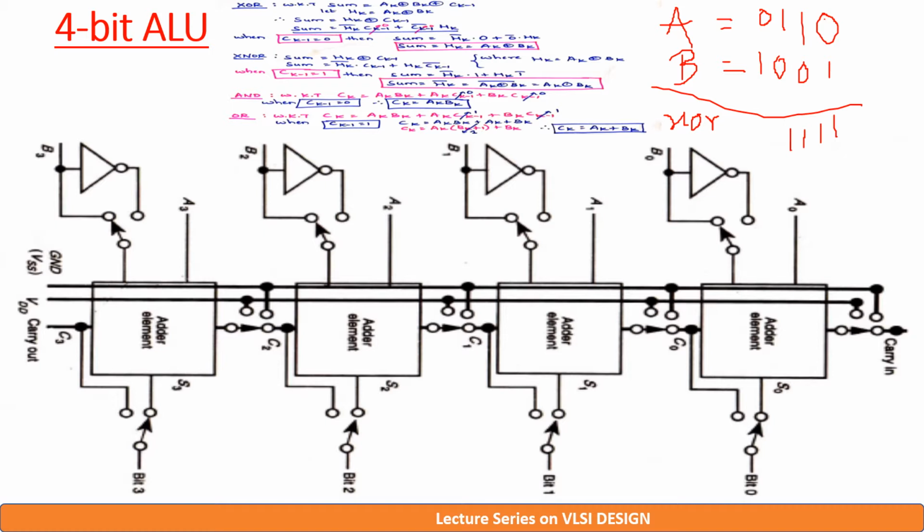So let us analyze this now. A0 is 0, whereas this is A3 MSB, B0 and this is B3. So A0 is 0, A1 is 1, A2 is 1, A3 is 0, B0 is 1, B1 0, B2 0, B3 1. To perform XOR, carry input will be set to 0. So there is a switch for carry input so that you can easily switch from VDD and ground. For XOR, carry input is 0, so carry input will be connected to ground line.